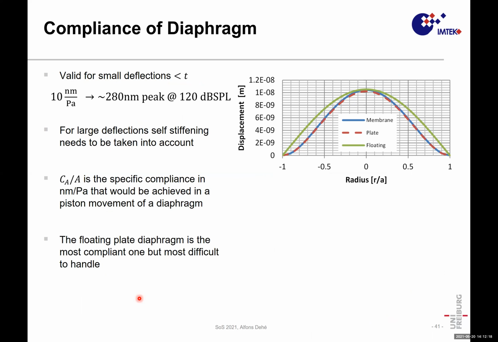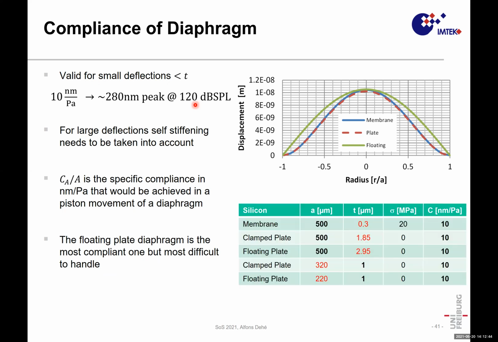Some simple discussion. If you have a mechanical compliance of 10 nanometers per Pascal in the center displacement, that means 280 nanometers peak displacement at these very high sound pressure levels, which we want to achieve finally. So this is a feasible situation. This is something we want to finally have. And we have here just the displacement form of the membrane plate and floating plate. We see already, okay, over the radius, the floating plate effectively has more displacement over the area.